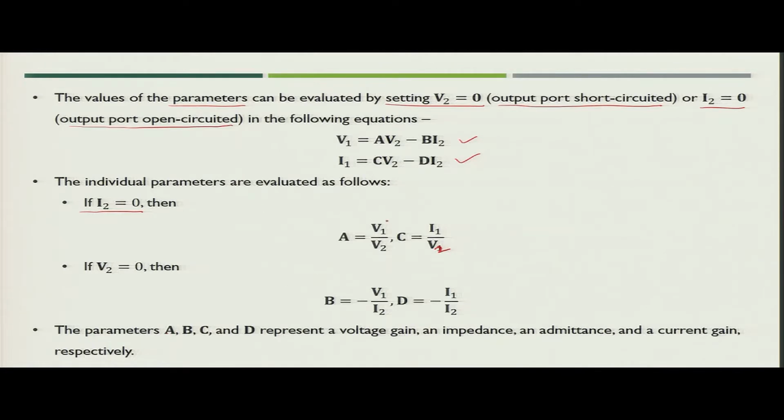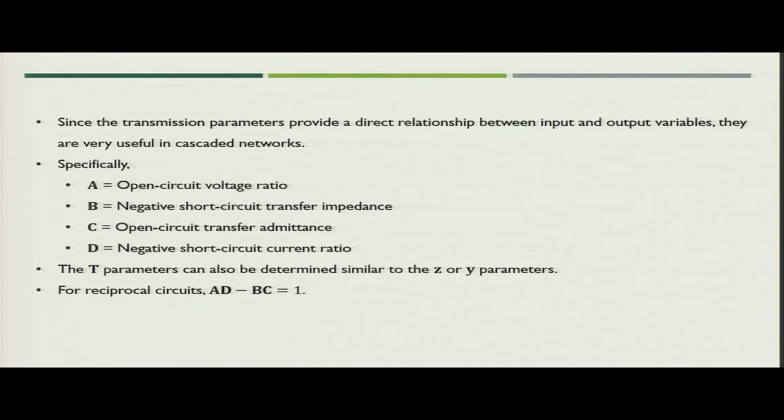If you see, A is nothing but a reverse voltage gain, B is nothing but the impedance, C is the admittance, and D is current gain. So, we can say that since the transmission parameters provide a direct relationship between input and output variables, they are very useful in cascaded networks.